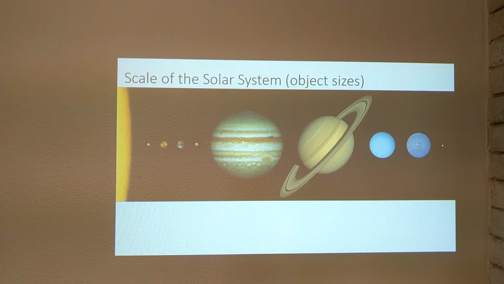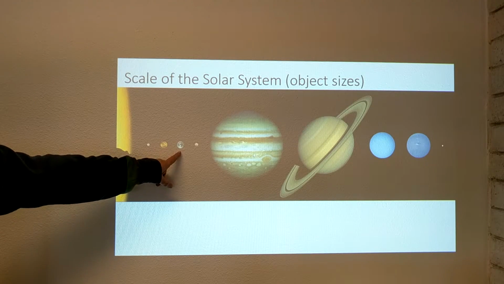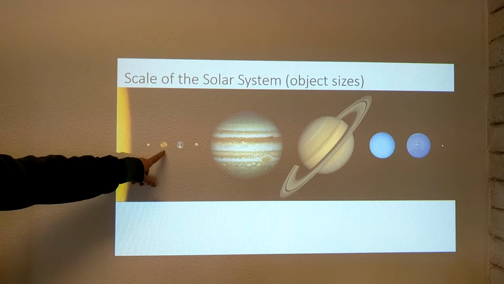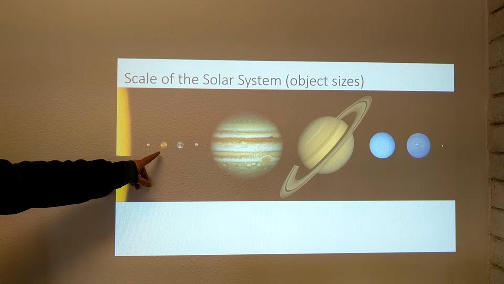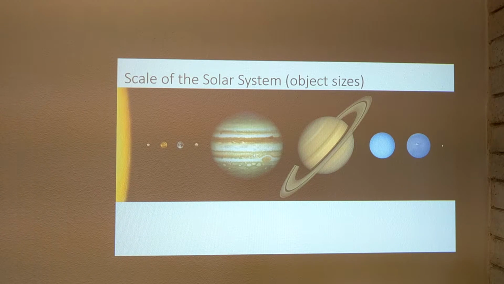We have the planets that are the terrestrial planets, rocky planets, the Earth-like planets, and the largest is the Earth, the third planet. The next largest is Venus, which is only slightly smaller, about 90% the size of Earth. Then we have Mars, a lot smaller than the Earth, and finally Mercury, which is also a lot smaller than the Earth.